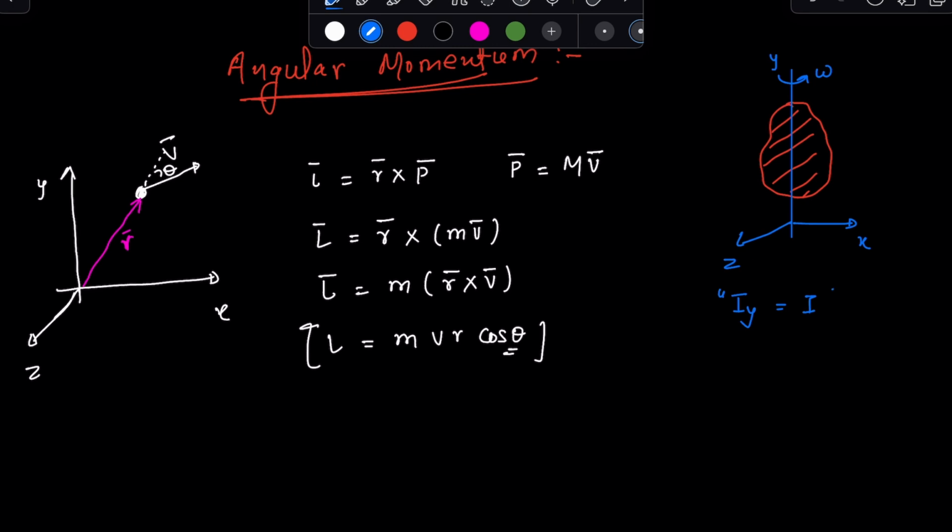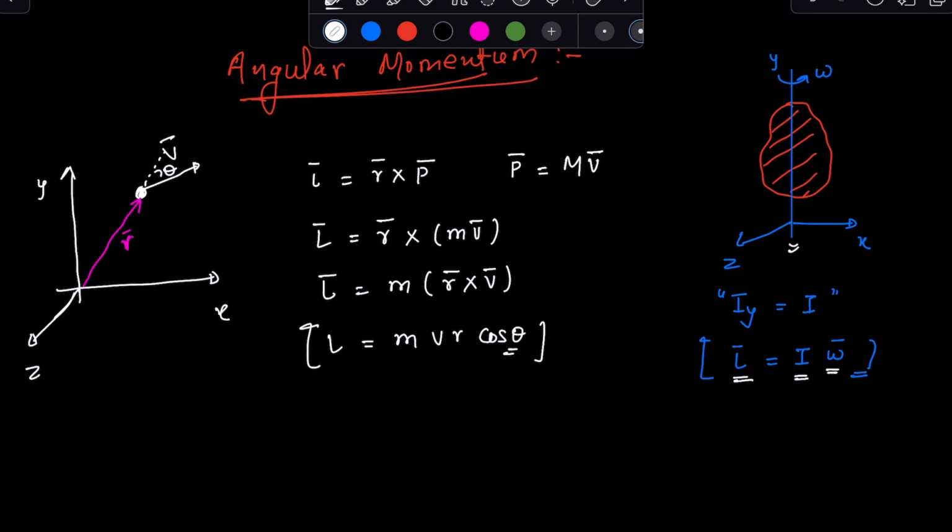Okay, so in this case we define the angular momentum of the rigid body like this. The angular momentum will be I times omega vector. We use this when a rigid body is doing purely rotational motion. Okay, about this axis, which is a fixed axis, the angular momentum L is I omega. I is the moment of inertia about this fixed axis of rotation, and omega is the angular velocity about that axis.